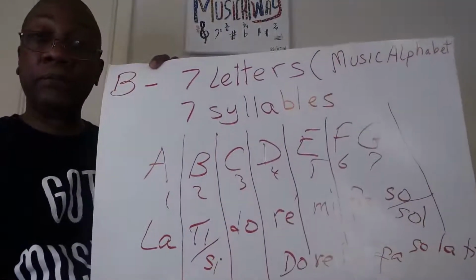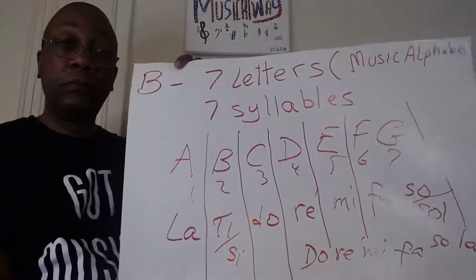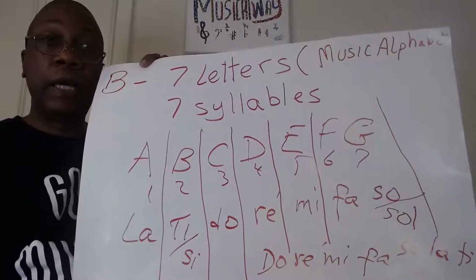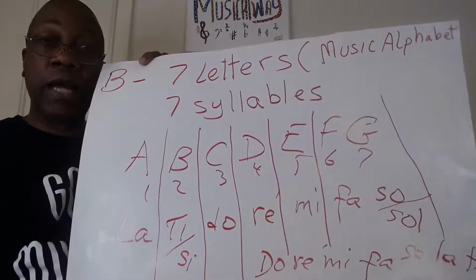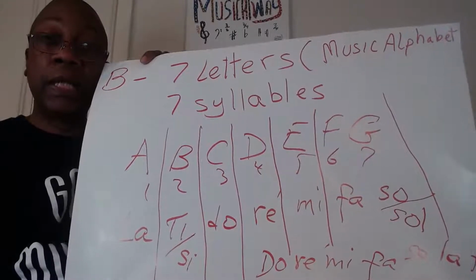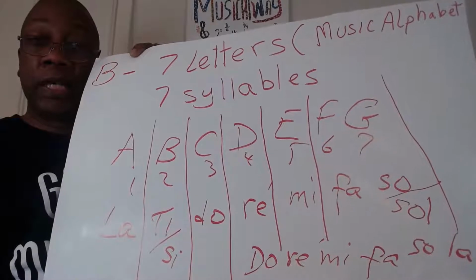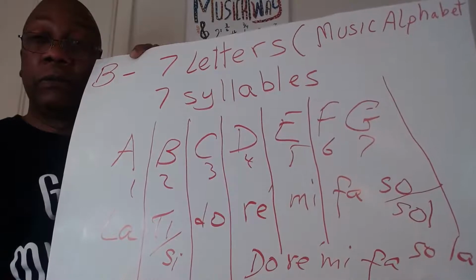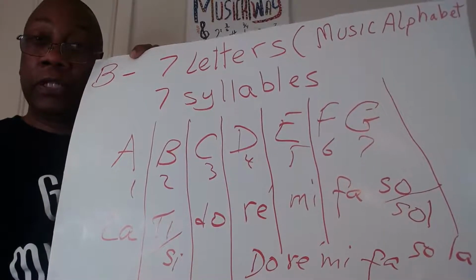And the second part that I did was my 7 letters and my 7 syllables. And we realized that they are intertwined. So I make sure I assign each letter to its syllable. So we realize that they are very close to each other. I can use either one. I can either use the alphabet, A to G, or I use the syllables.